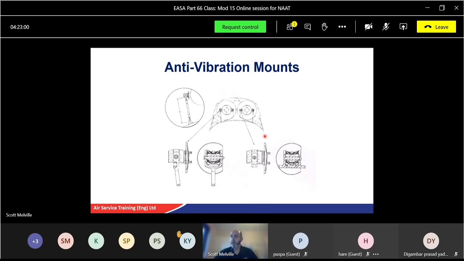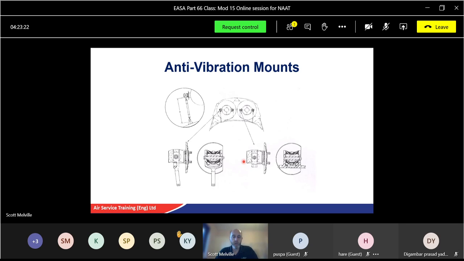Anti-vibration mounts, as I say, are sort of hard to see in the diagram at the moment, but there are support struts with some rubber in between, okay. If you have metal against metal, especially in a turboprop aircraft, there will be a lot of vibration moving about. So the rubber is there to support them and take up the play.